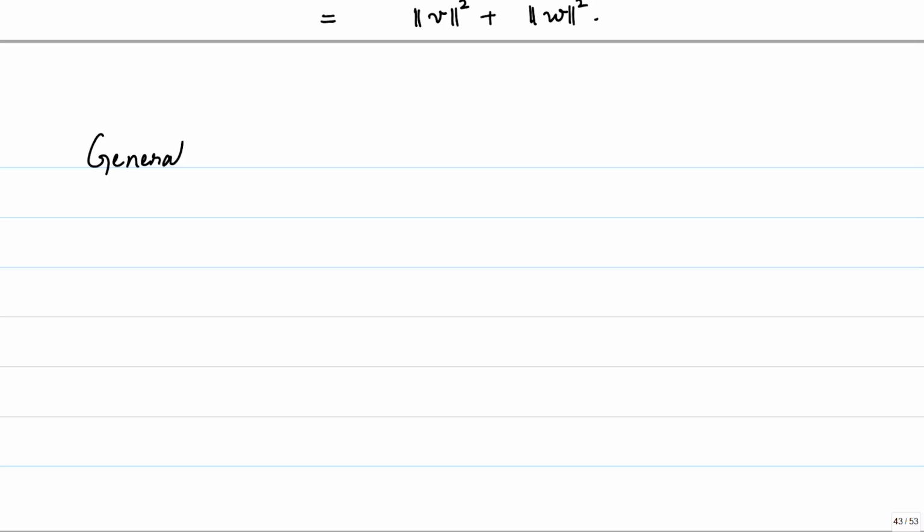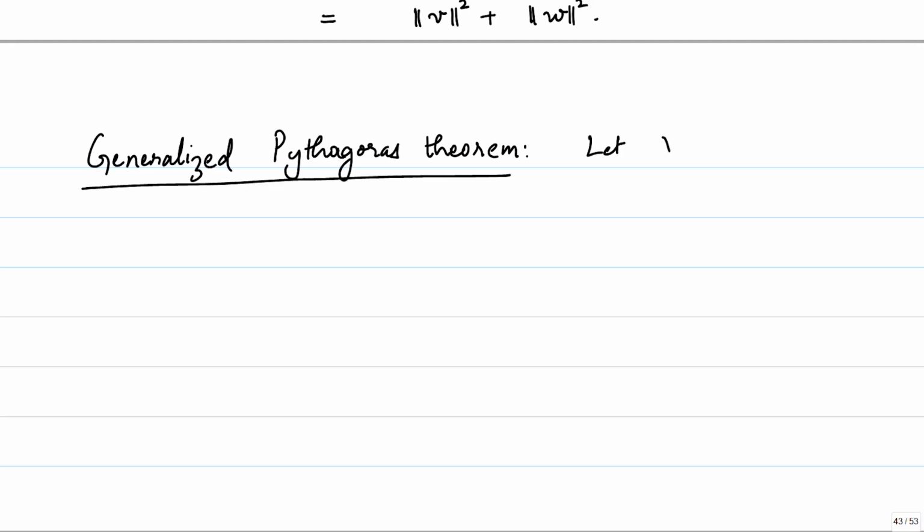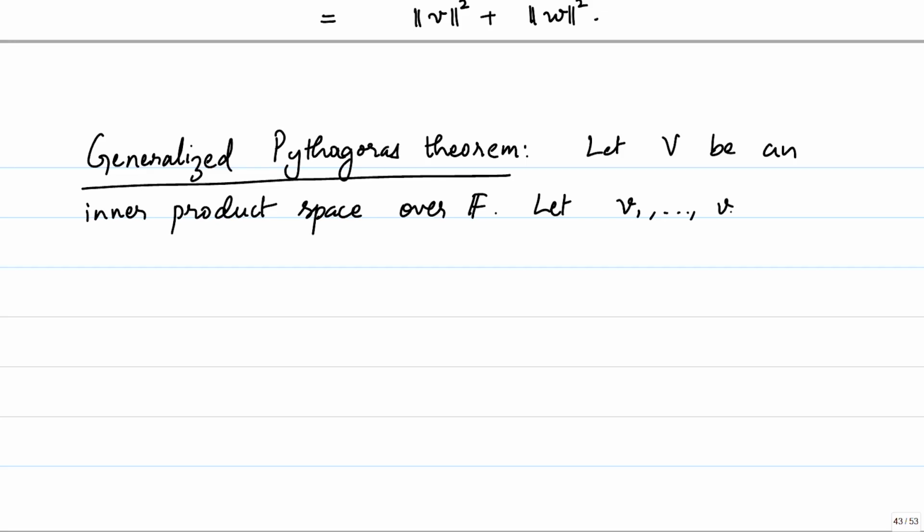Let me call it the generalized Pythagoras theorem. Let V be an inner product space over F, and suppose V1, V2 up to Vn are vectors which are mutually orthogonal. So let V1 to Vn be mutually orthogonal vectors.